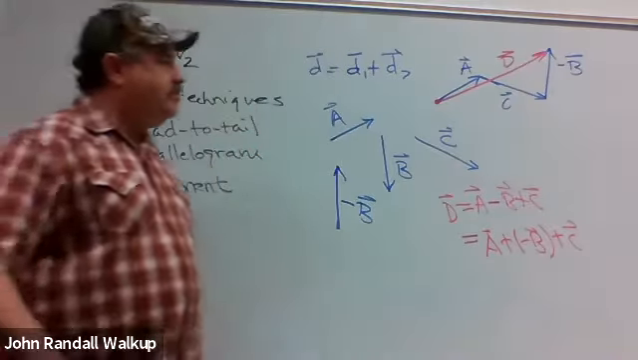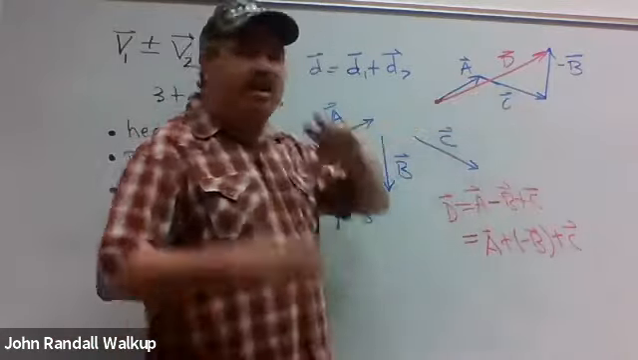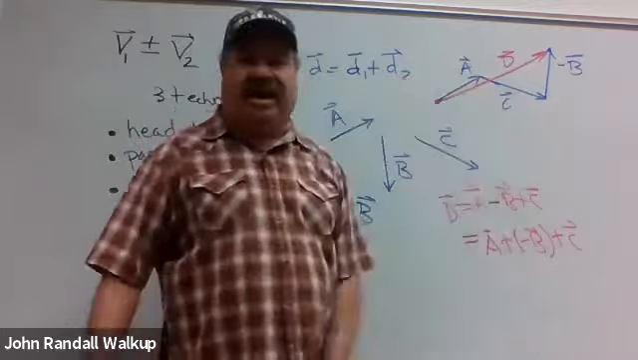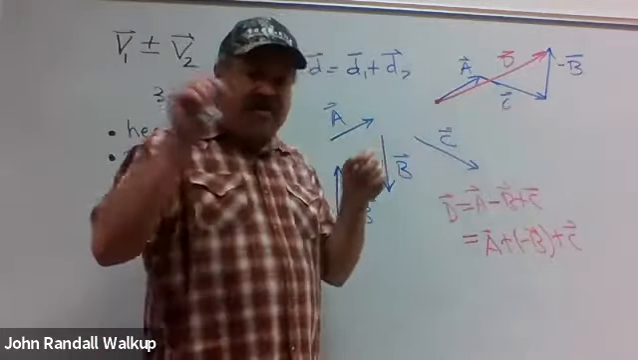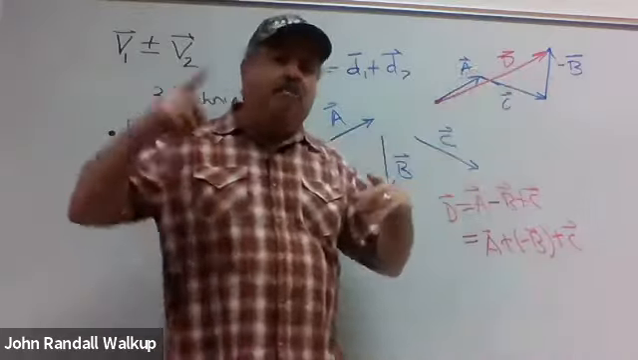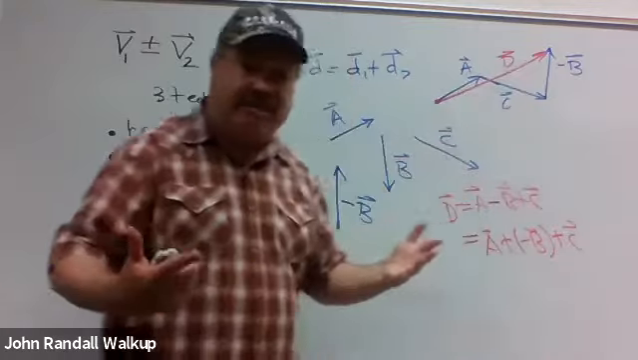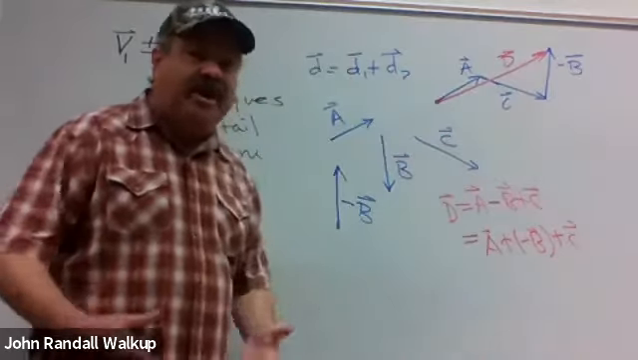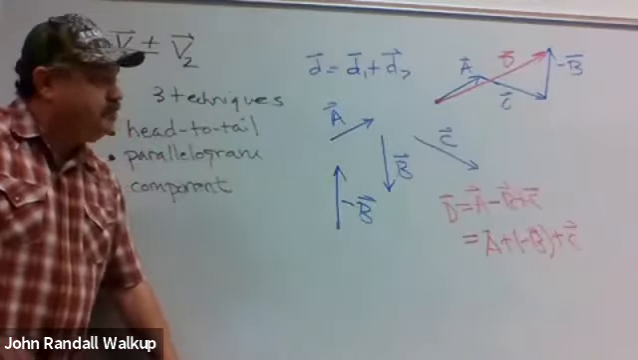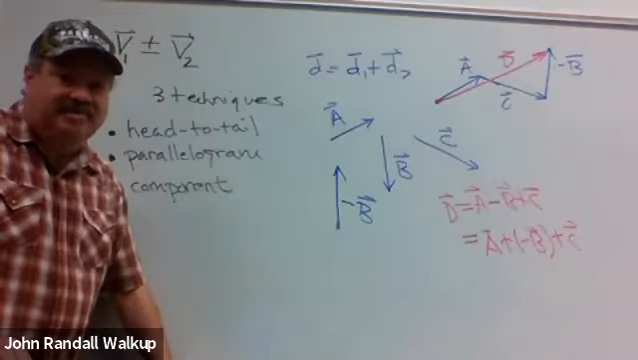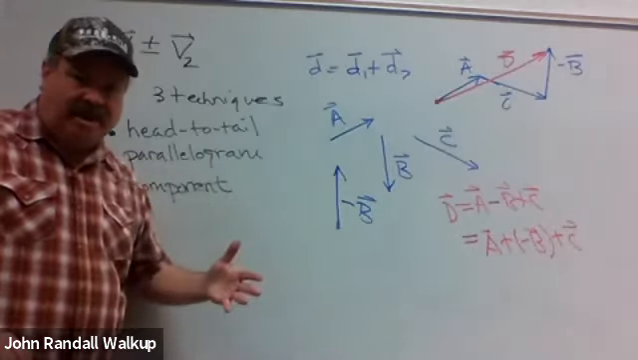Now notice though, the head to tail method is not really good at telling you exactly how long B is. It gives you a general idea. So if you draw these vectors really, really carefully, you might be able to guess the length of D and its direction to some level of precision, but it doesn't mathematically crunch it out for you. That's a weakness in the head to tail method. Okay, that's the head to tail method. And now we're going to talk about the parallelogram method.